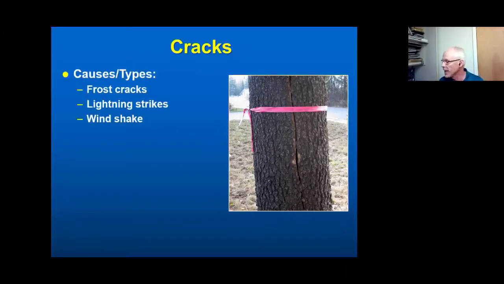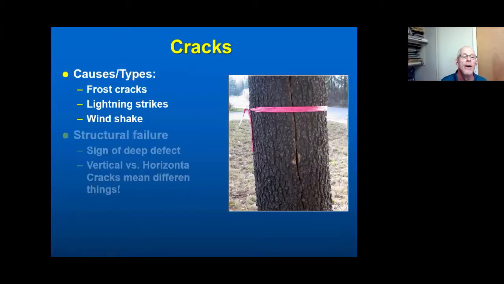There are a number of different things that can cause a crack. You can get frost cracks, lightning strikes can cause cracking, wind shake can cause cracking. What we're really looking for, however, is structural failure cracks. And these are signs of some deep defect in the wood, indicating that the wood has been under a ton of structural load. I'd also like to point out that vertical and horizontal cracks mean something different. When you have a horizontal crack going across the grain, that means that that piece of wood is broken. Wood with a vertical crack means that it's in the process of breaking, might not have entirely failed yet.